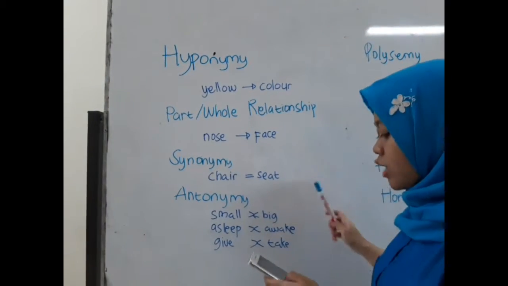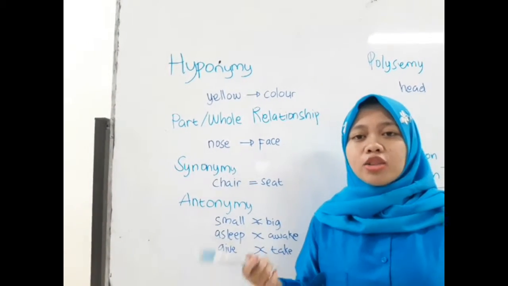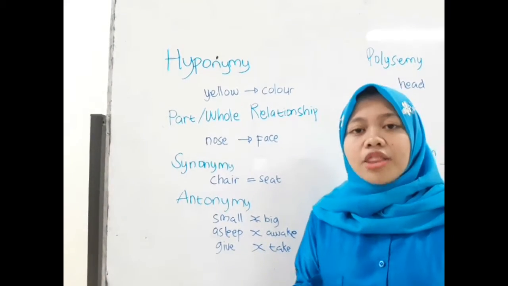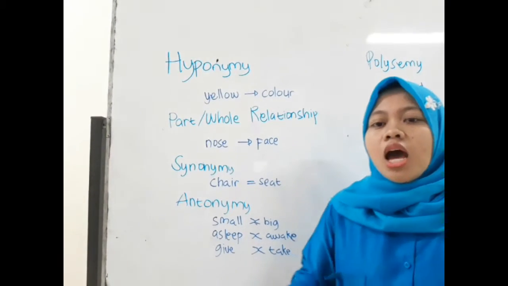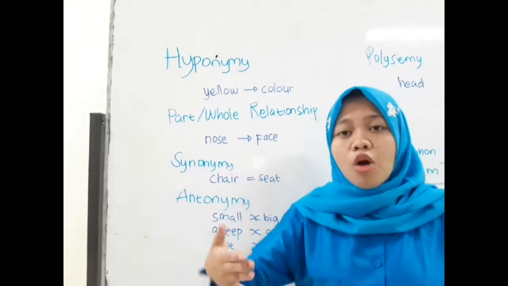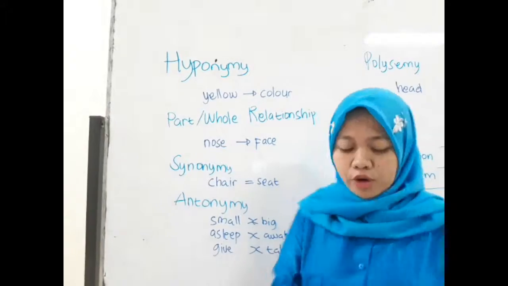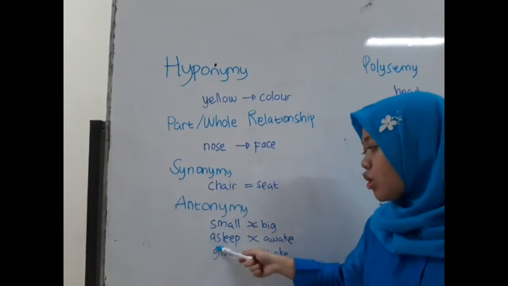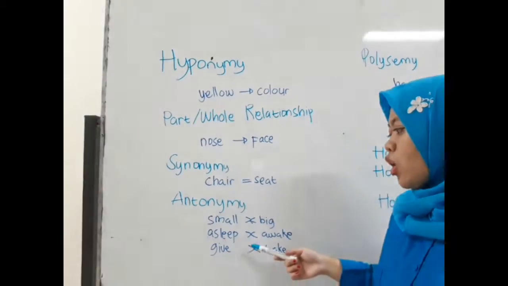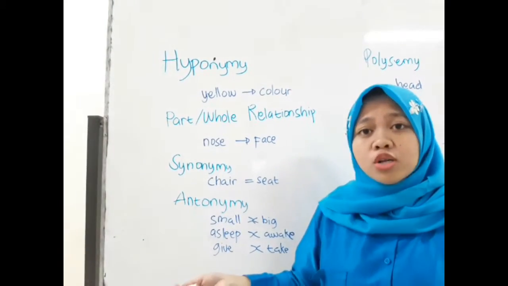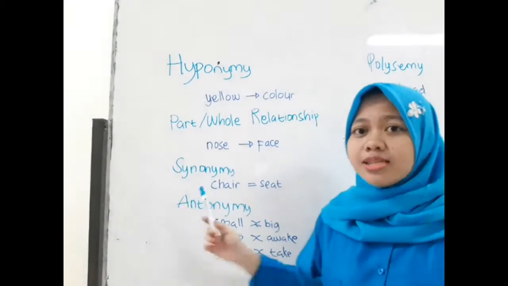And the next one is complementary antonym. So complementary antonym is an antonym that has absolute meaning, or we can say that the antonym of that word is absolutely this one. For example, the antonym of asleep is absolutely awake. Why? Because when we are not asleep, of course we are awake. While we are awake, of course we are not asleep.